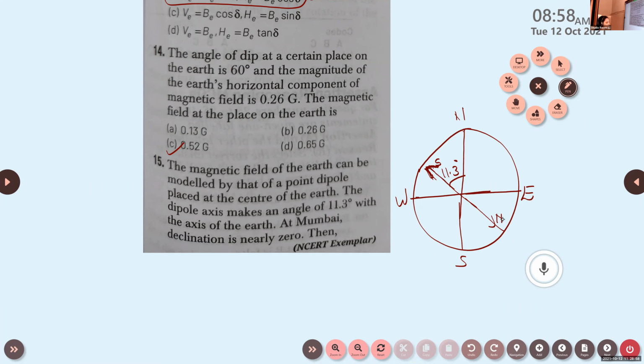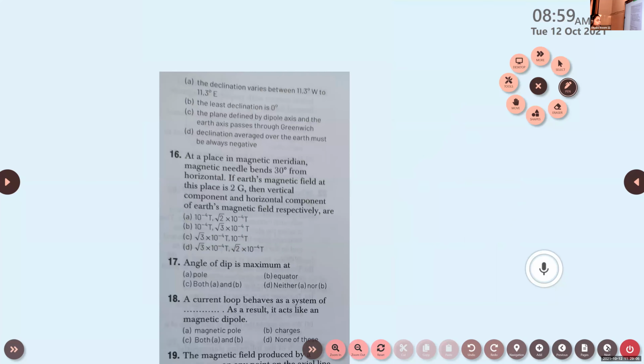At Mumbai, the declination is nearly 0. So our options are: the declination varies between 11.3 degrees west to 11.3 degrees east. The least declination is 0 degrees. The plane defined by the dipole axis and the Earth axis passes through Greenwich. Declination averaged over the Earth must always be negative.